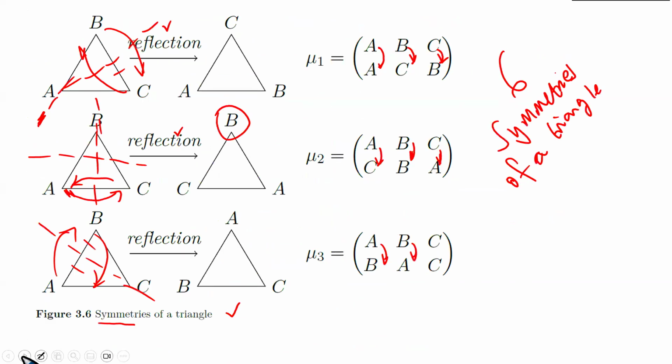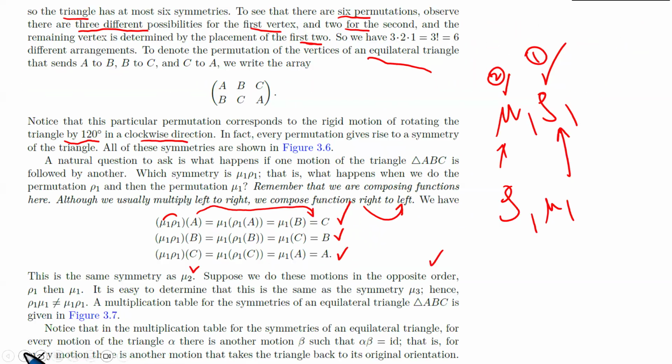A to C, C to A, but it fixes B, it is mu2. So in other words, if you combine mu1 and row 1, what you get is mu2. Suppose we do these rotations in the opposite order, row 1, then mu1. It is easy to determine that this is the same as the symmetry mu3.